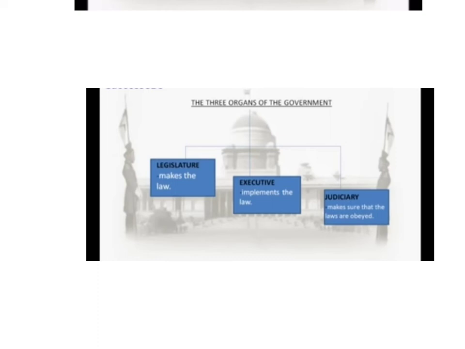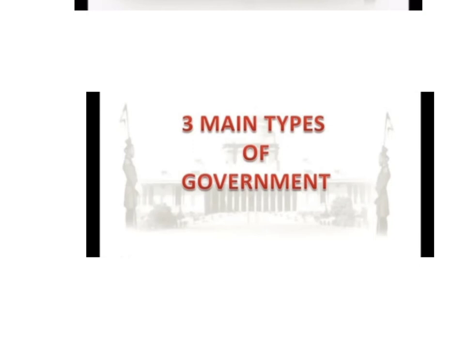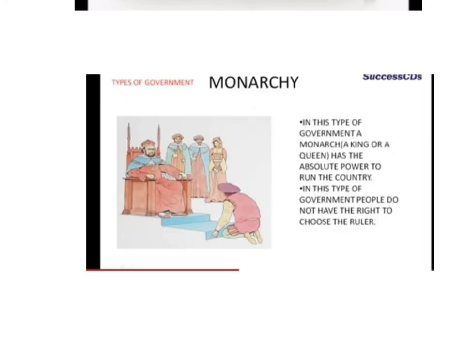Judiciary are nothing but the courts, which can give punishment to those who don't obey the laws. So these were the organs of government: legislature, executive and judiciary. Now we will see the types of government. There are three main types of government, but there are also other types. First of all we will see the first type. First one is the monarchy.